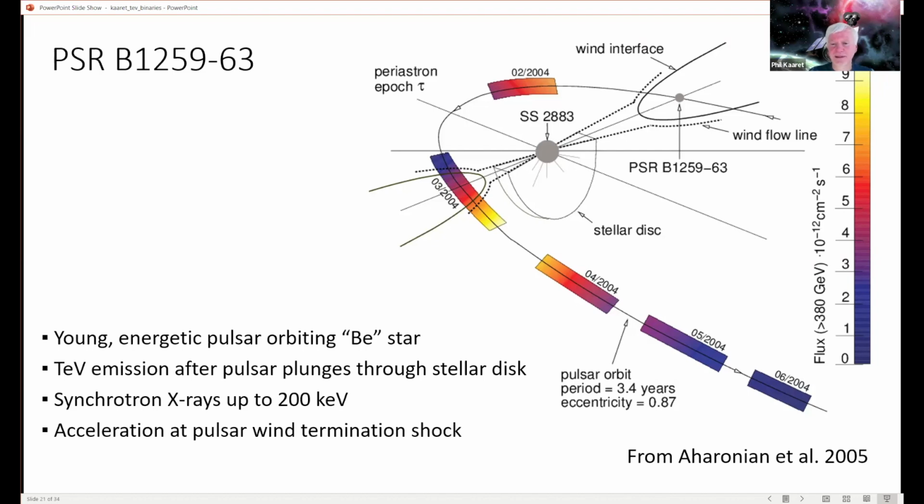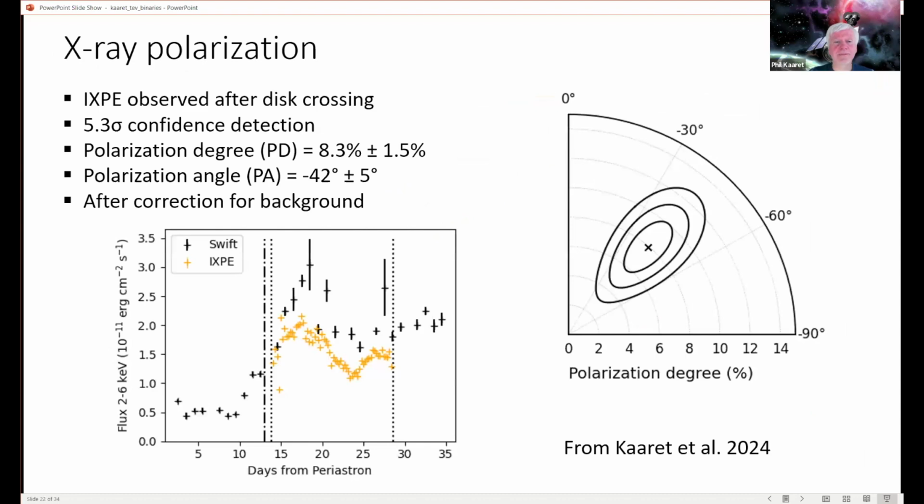The last periastron passage actually occurred last summer. And it fortunately occurred during the IXPE observing window. IXPE observed after the disk crossing. And you can see here in the light curve on the bottom right, this is days after periastron. So we get the second disk crossing, which tends to be brighter in X-rays.